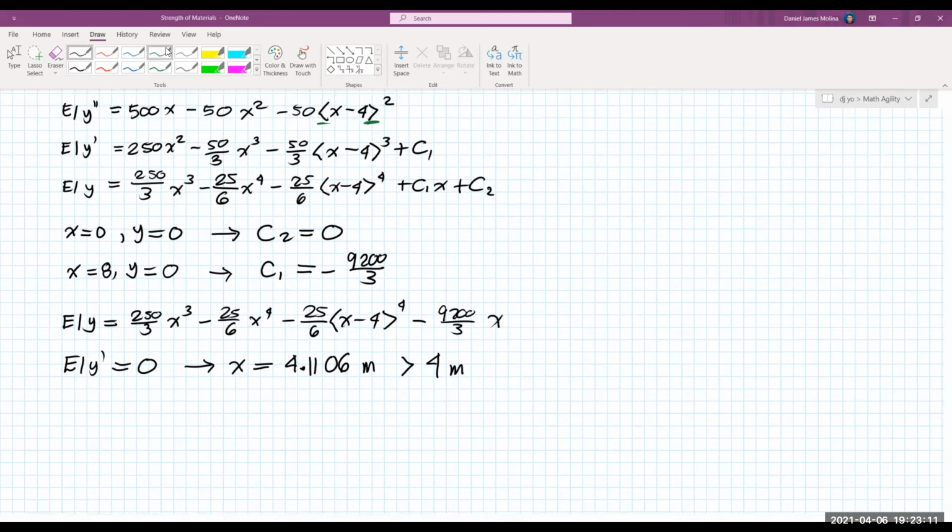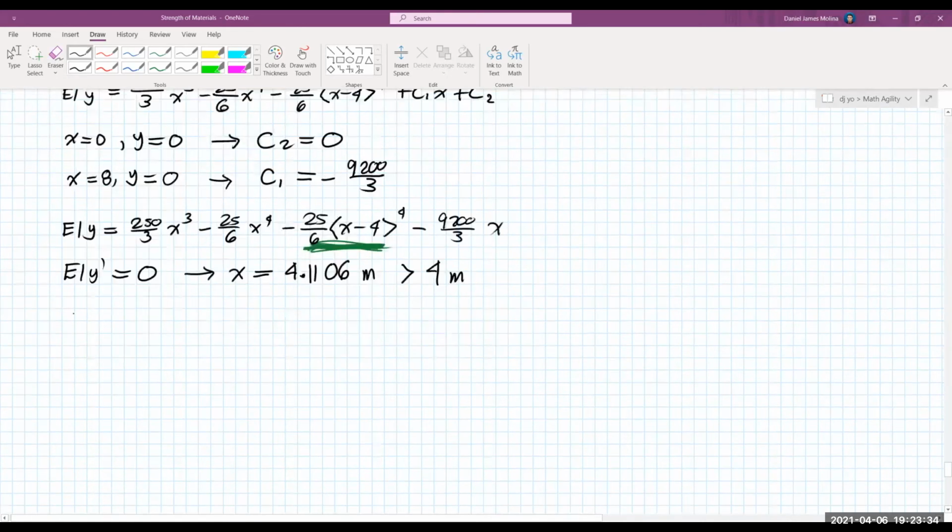Therefore, our assumption that this term here is included. Once this value is less than 4, then we may have to recompute this excluding the term highlighted. Okay, so since it's greater than 4, our assumption is correct and our value of x is also correct.